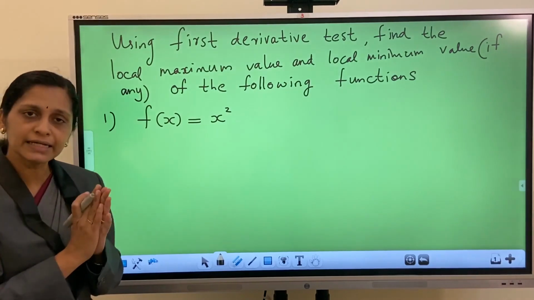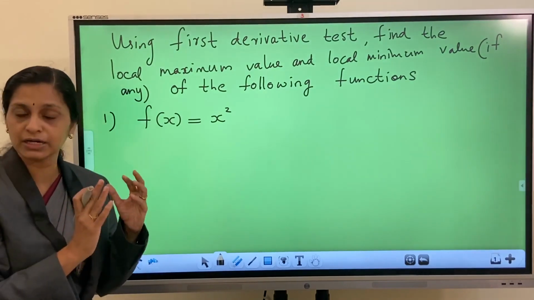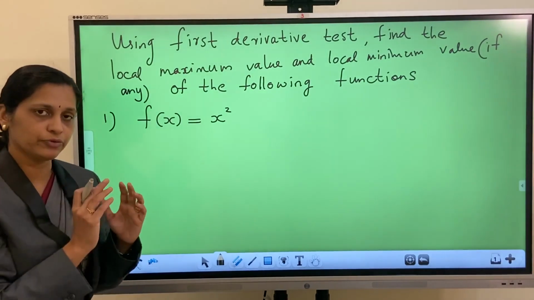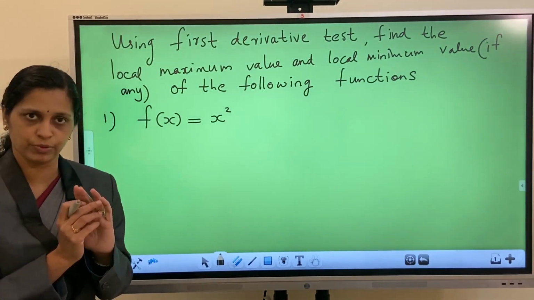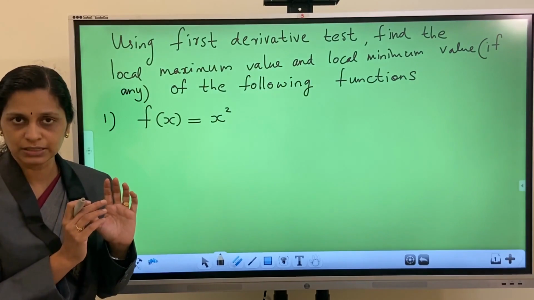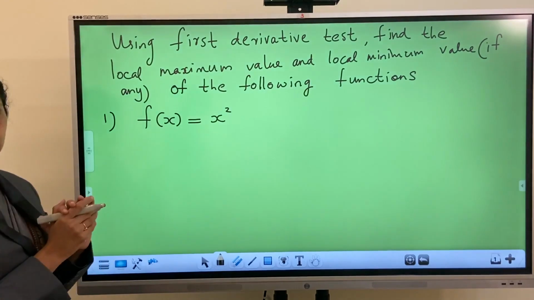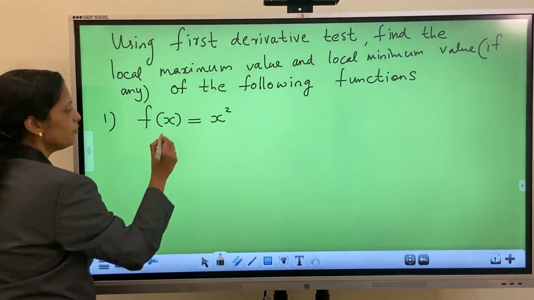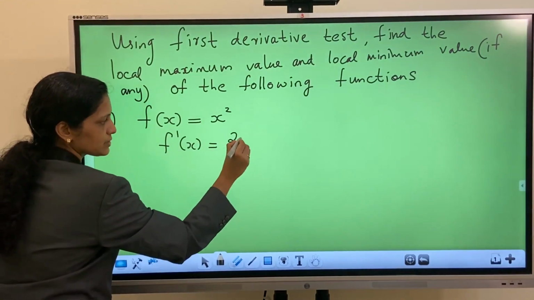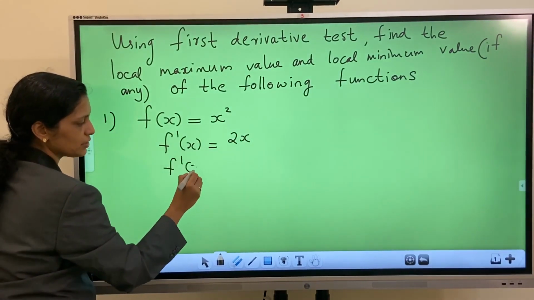Remember, it is the critical points that give us the local maximum and local minimum values of functions. I repeat, it is the critical points that give us the local maxima or local minimum values. Therefore, the first step is to find the critical points. For that, find f dash x. f dash x is equal to 2x. And for finding the critical point, you have to put f dash x equal to 0.